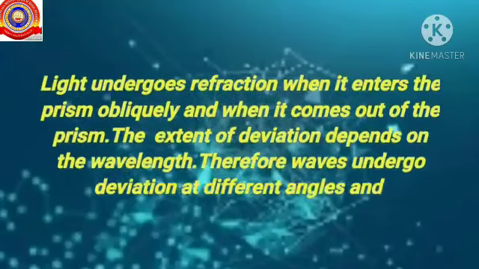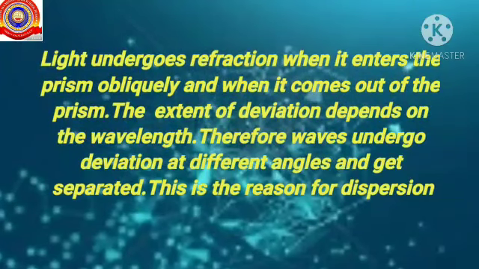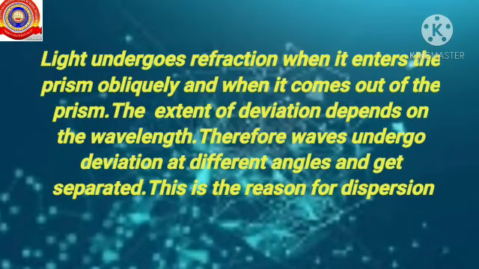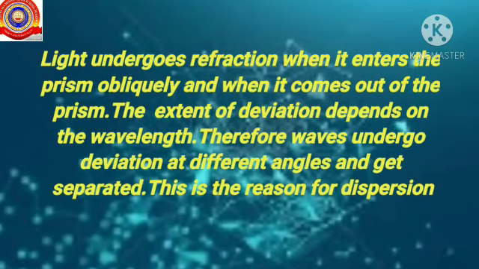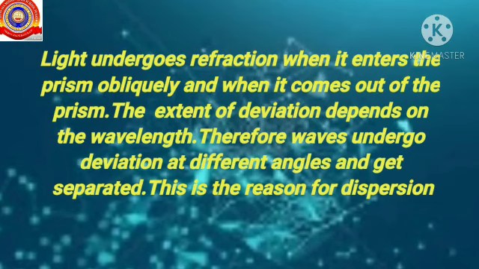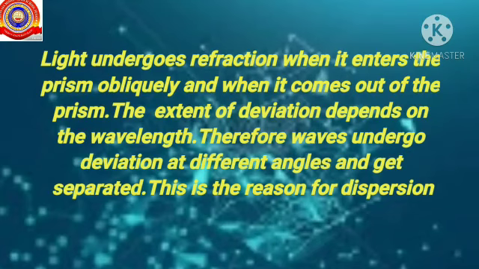So let's see what is the reason for dispersion. Light undergoes refraction when it enters the prism obliquely and when it comes out of the prism. The extent of deviation depends on the wavelength. Therefore, waves undergo deviation at different angles and get separated.